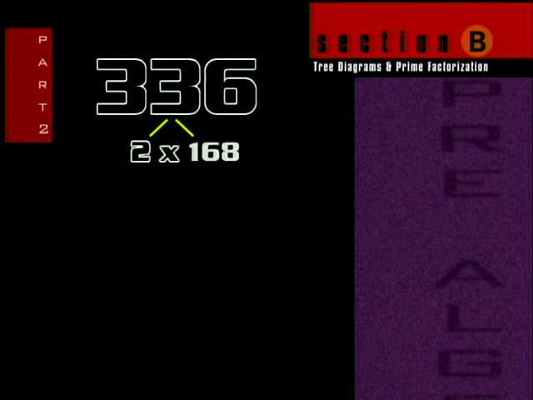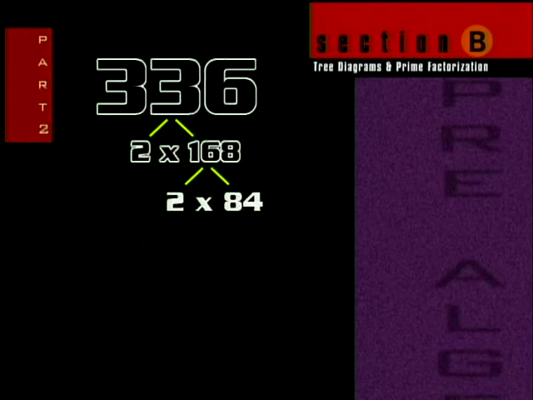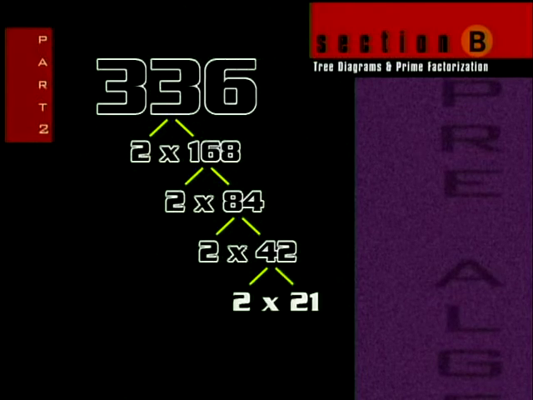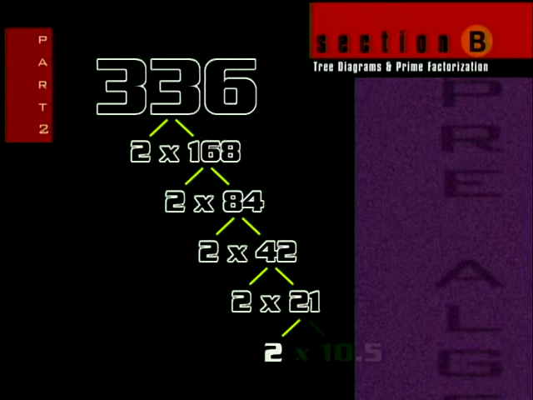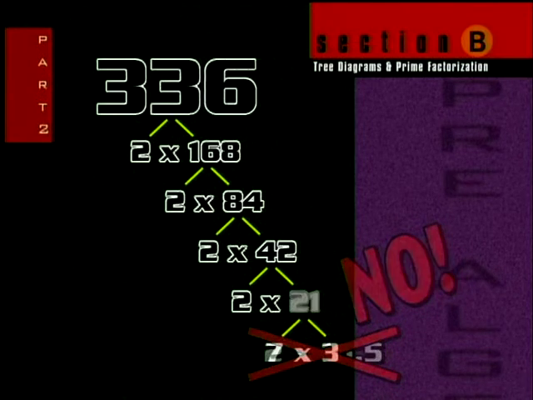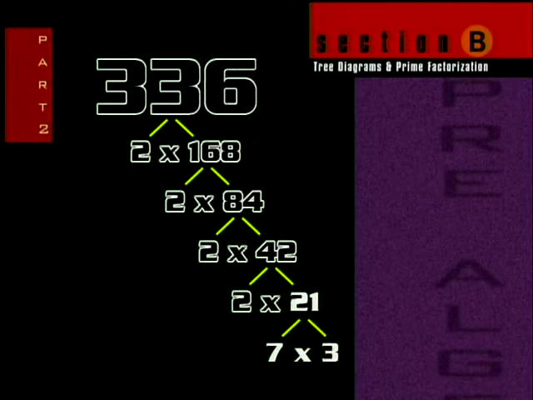Now, we can break 168 into 2 times 84. 2 goes into 84 42 times, so these are on our next branches. 42 can be broken into 2 times 21. Now, notice that 2 doesn't divide into 21 evenly, but we can still break 21 down into smaller numbers. We know that 7 times 3 equals 21, so we factor it by breaking it down to 7 times 3. Neither 7 nor 3 can be broken down any further because they're both prime numbers.